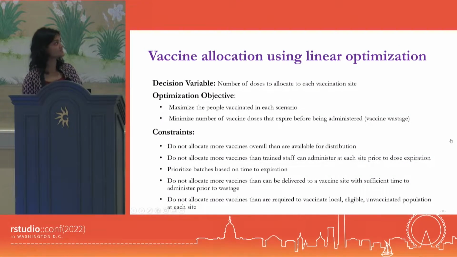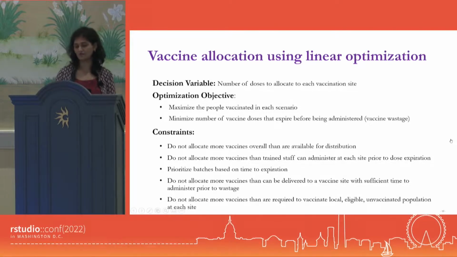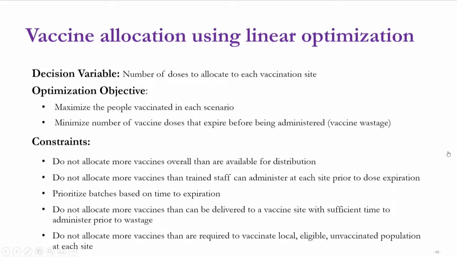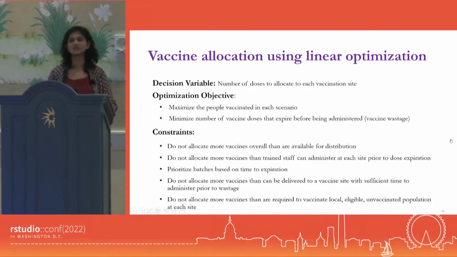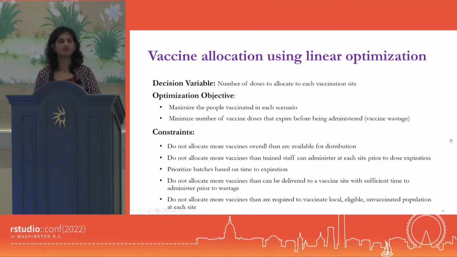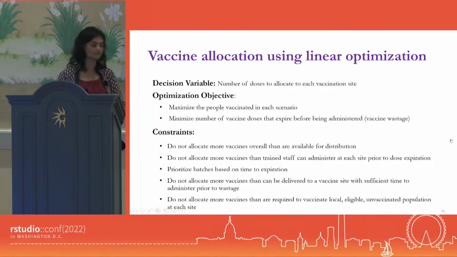So like I said, this is essentially a linear optimization problem where our decision variable was to figure out how many vaccines should be allocated to each site. And the optimization objective was to minimize wastage while maximizing the number of people vaccinated in the eligible population. And we started with a smaller list of constraints, but over time, as you work with the data, you figure out some additional constraints.